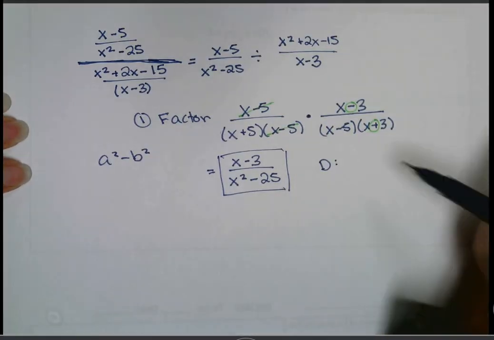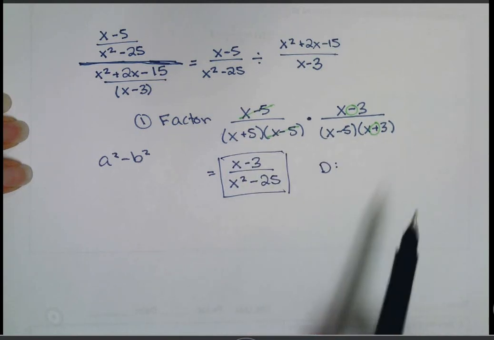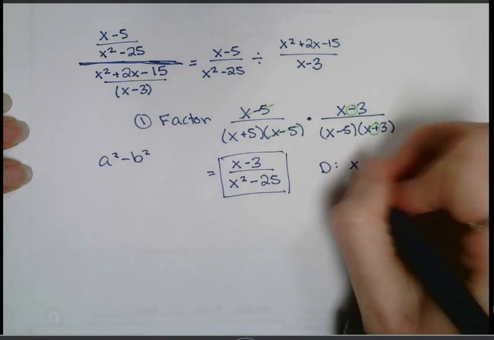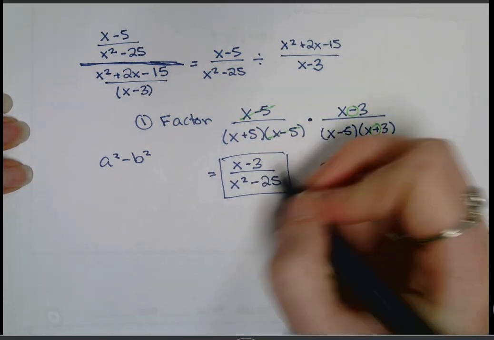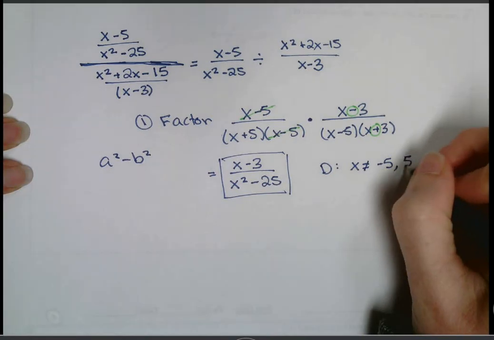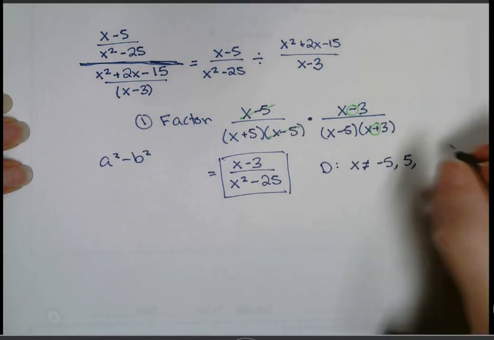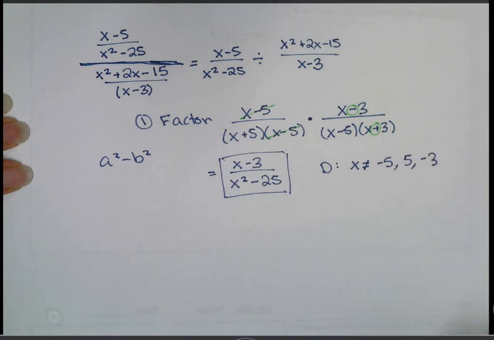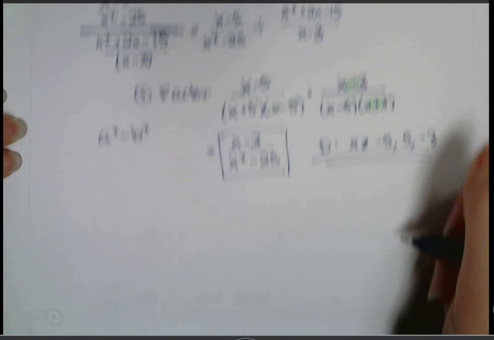So we need to say, what values on the bottom here is this not allowed to include? So x cannot be equal to negative 5, positive 5 again, so I don't need to write it, it's already there, and negative 3. So that has to be included in your answers for these.